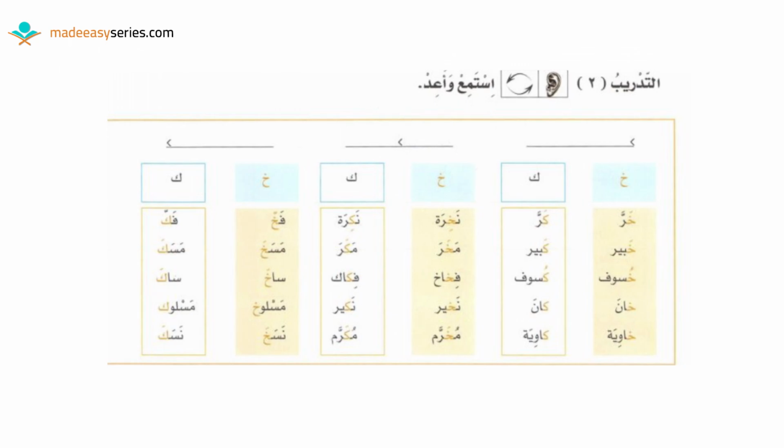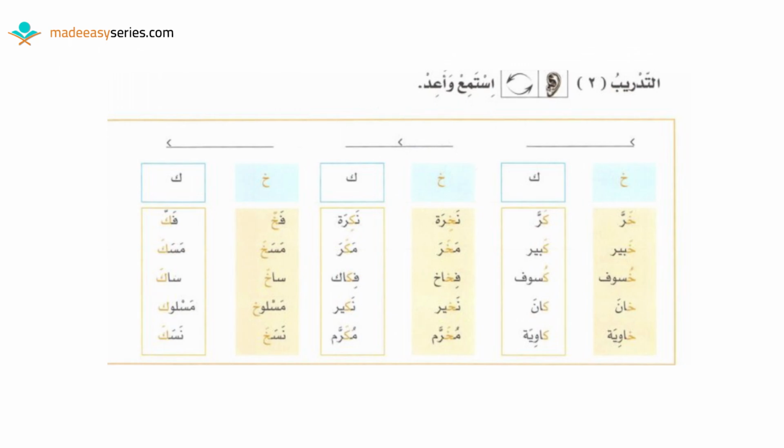So we have here, at-tadrib al-awwal, the first exercise. It says, istami', which means listen, wa'id, and repeat. We have here Khalid. Please note, we pronounce the kha in a heavy manner. Khalid, not Khalid. Do not pronounce it lightly because it's a heavy letter. Then we have Khalil, then Khawla, then Khadija, then Bikhayr. Now let's move on to the next exercise.